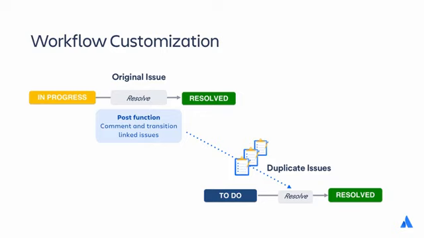You would edit the workflow of the original issues and add a post function or two from a marketplace app in order to add a comment to all linked issues of a particular link type, duplicates, and then to actually transition those duplicate issues to their resolved status. To accomplish this, you need to be a Jira administrator and have a marketplace app, and it takes quite a few steps to accomplish, first to create and then to maintain.